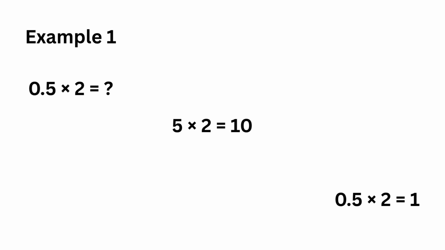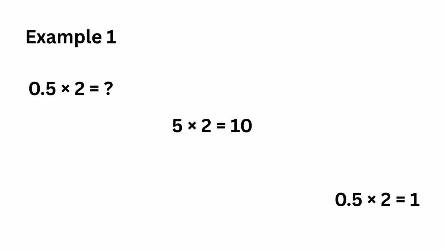Let's start with an easy one. 0.5 times 2. Now look at it, 0.5 has one decimal place, 2 does not. So altogether they have one decimal place. Let's just ignore the decimal and multiply 5 and 2. 5 times 2 gives us 10.